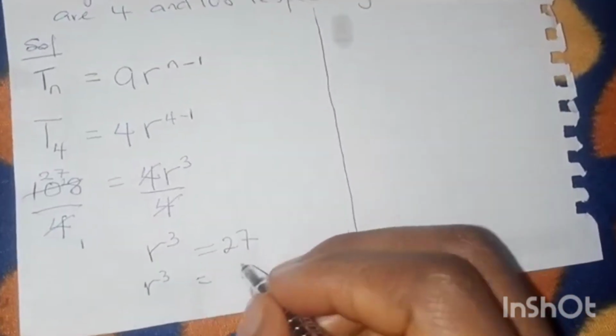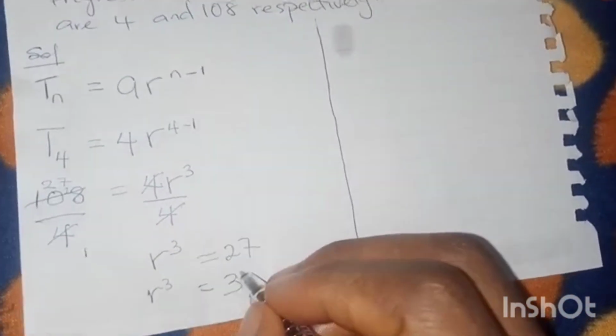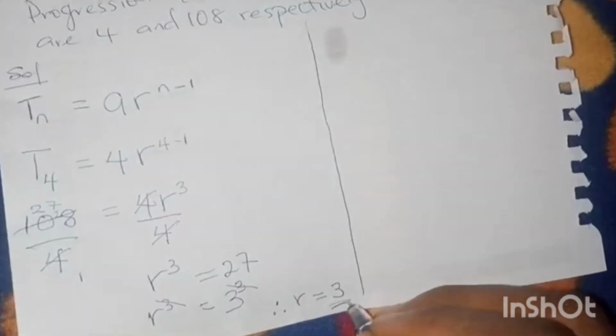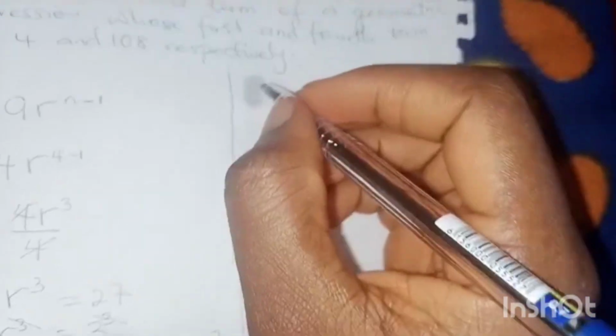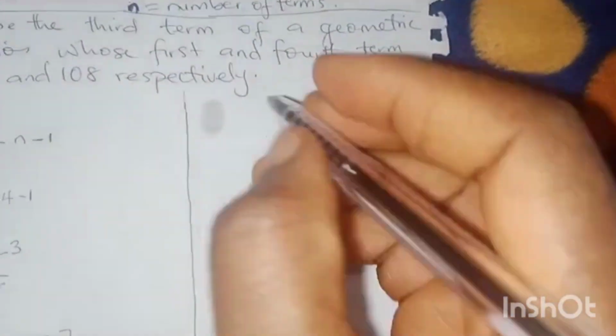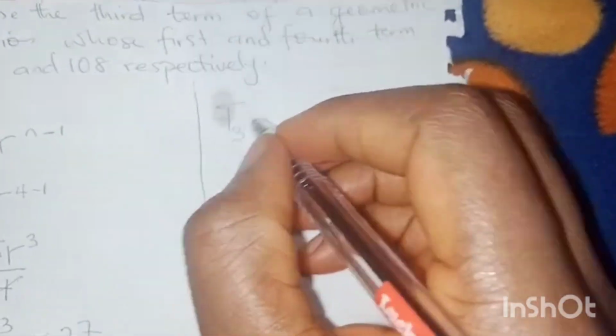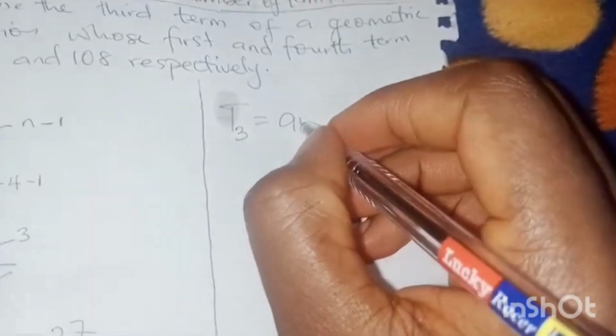We substitute the values for the first term and the number of terms. We also substitute for the value of the fourth term, which is 108. We divide both sides and we have 27. r raised to the power 3 gives us 27, and then our common ratio will be 3. So we move over to finding the third term.